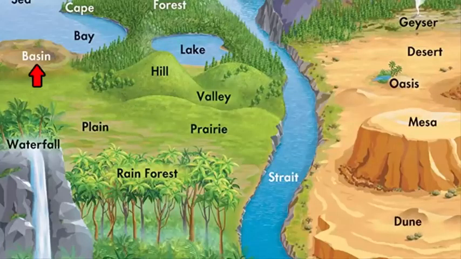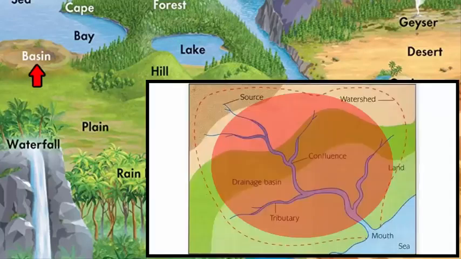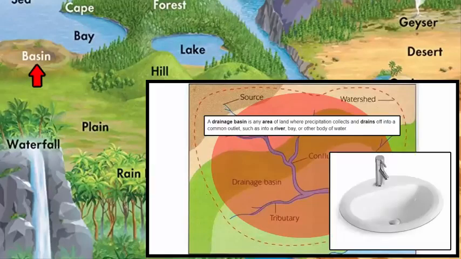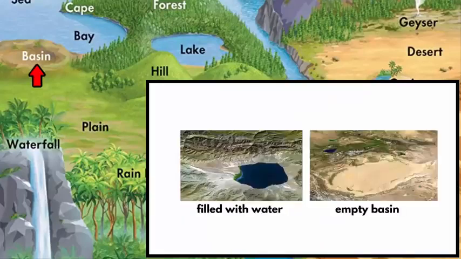The next one is basin. When you look at a basin, basically it is a depression or a dip in the Earth's surface. When you look at the shape, it looks like a bowl and its sides are higher than the bottom. They are also oval and circular in shape, similar to a sink or a tub you might have seen in your bathroom. Some basins are filled with water, and then there are ones that are empty. They are formed over thousands of years or almost overnight.